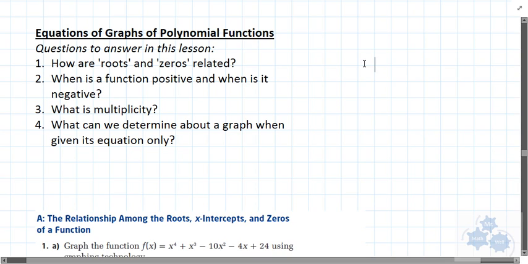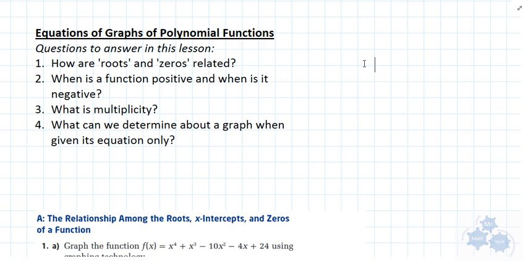All right, welcome. So for this lesson, this is section 3.4 in your textbook Pre-Calculus 30. We're going to be talking about equations of graphs of polynomial functions. Now we've already looked at a lot of aspects of the graph, like end behavior, right? And we know about intercepts. We know about x-intercepts. We know that the constant in a polynomial function is the y-intercept. So we've pieced a few things together already.